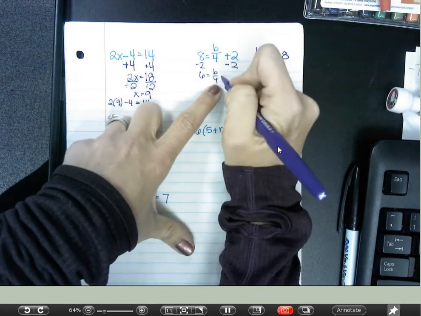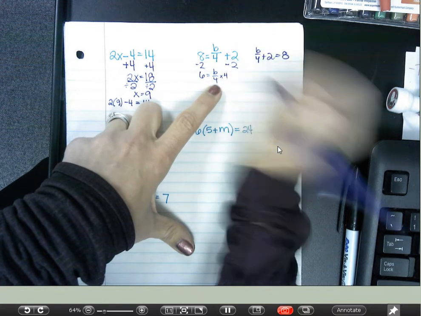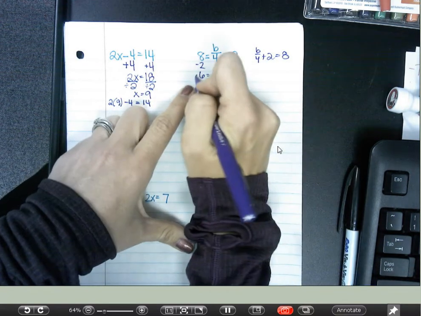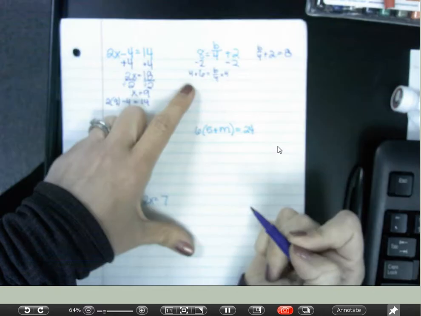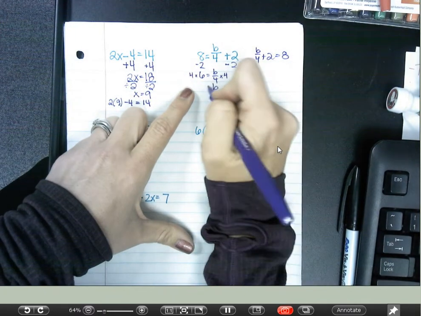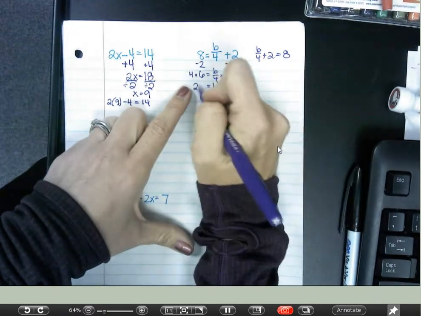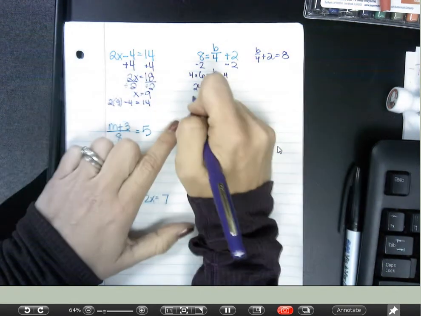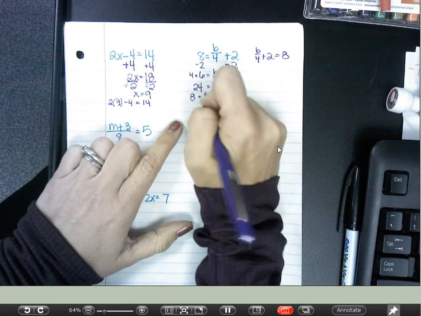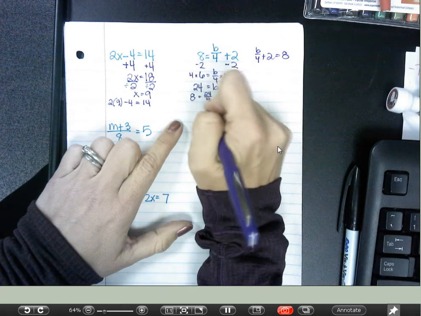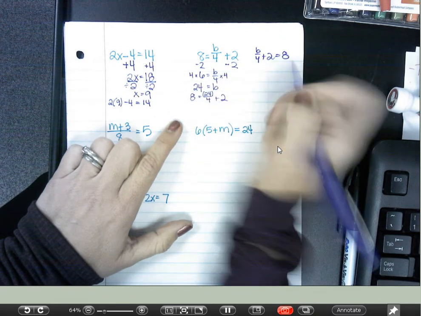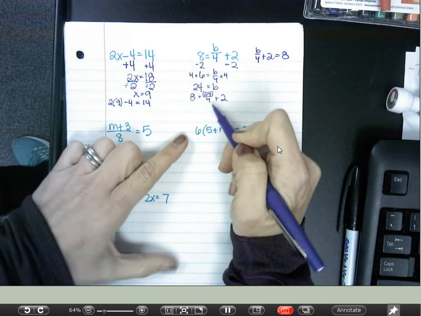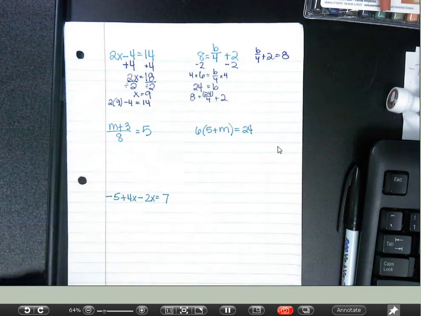So the opposite of divided by 4 is times 4. Whatever I do to one side, I have to do to the other. So b equals 24. Now I'm going to go ahead and rewrite it, substituting that answer back in. So I have 24 divided by 4 is 6, plus 2 equals 8.